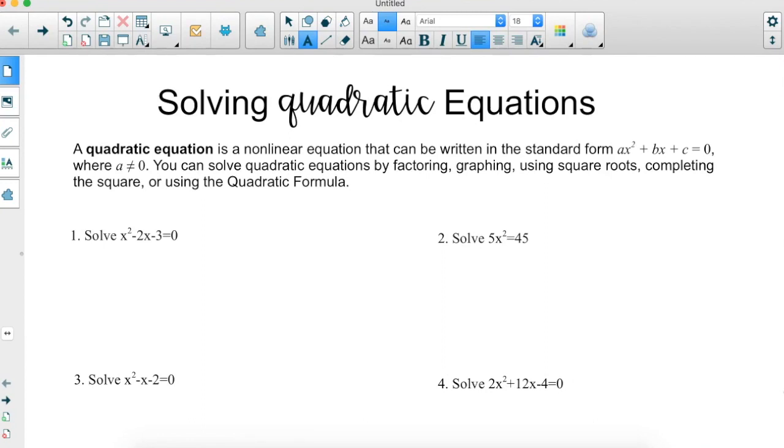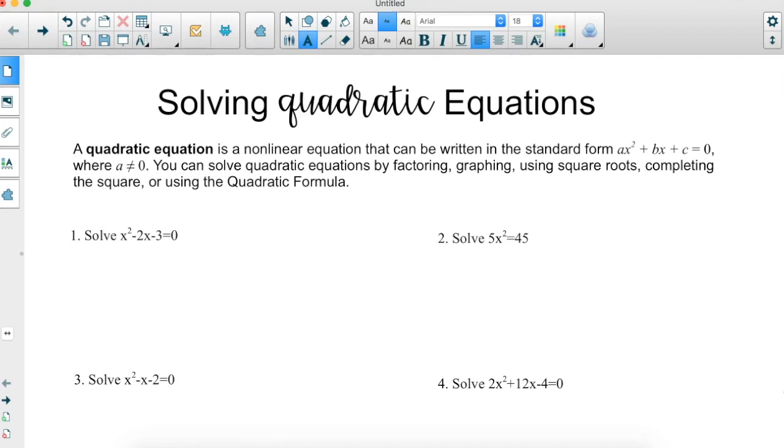Today we're going to talk about solving quadratic equations. Now remember, quadratic means that you have a parabola in your equation. So let's take a look here. It says a quadratic equation is a nonlinear equation that can be written in the standard form ax squared plus bx plus c equals 0, where a cannot equal 0.